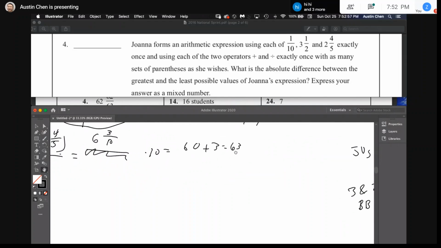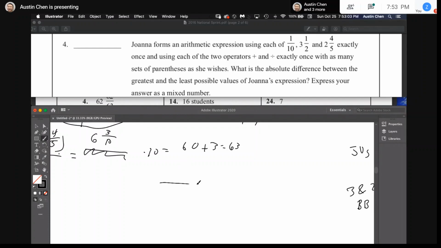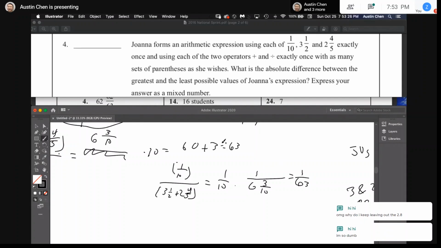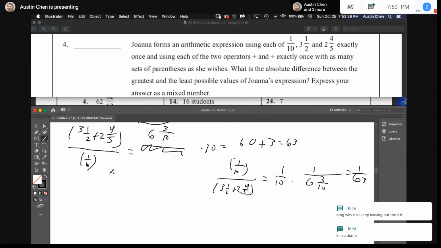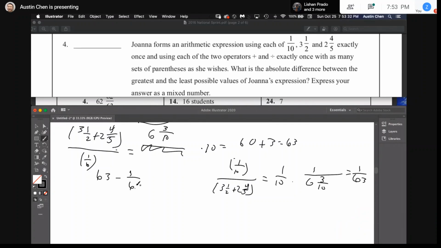Okay, well, what is our least possible value? Well, we want to divide by the biggest thing that we can, and we want to have our numerator as the smallest thing we can, right? So then it would be like this. So then what would we have? We would have 1/10 times, we found it before, right? 6 3/10. So then this is 1 over 63. Very cool, the reciprocal of that one. Now we have 63 minus 1 over 63, which is just 62 and 62/63. That's your answer.